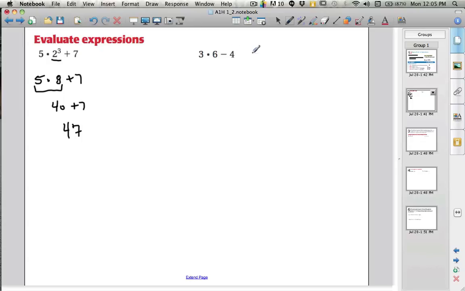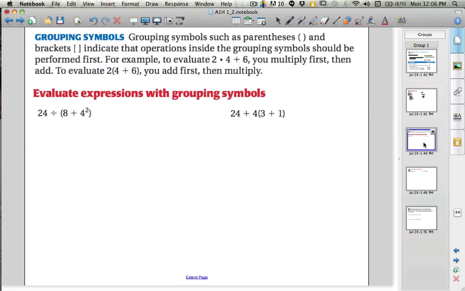Equally over here, I have no parentheses. I have no exponents. Then I would do the multiplication. 3 times 6 is 18. And then I would do my subtraction. 18 minus 4 is 14. Okay, so as long as we follow the order of operations accurately, we should be able to work through any type of problem. When we have grouping symbols like parentheses or brackets, that's all going to fall in that first area, so they have to be done first.